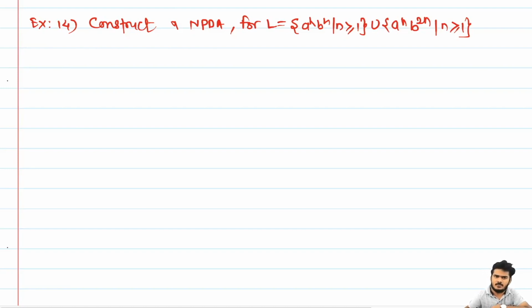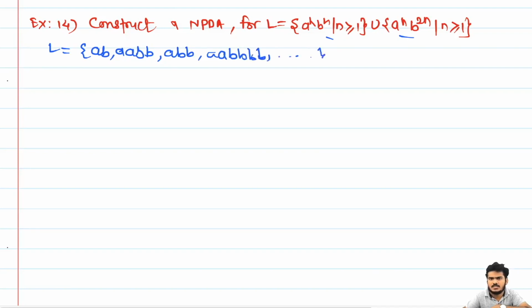Basically, if we write the strings present in the language, from this I will get the minimum length string as AB. Similarly, A A B B, and when n is equal to 1, I will get A B B, or A A four times B. Like these, we will get the strings present in the language. Okay, so we know the PDA for this one and the PDA for this one. So first of all, we will design a PDA for those languages.